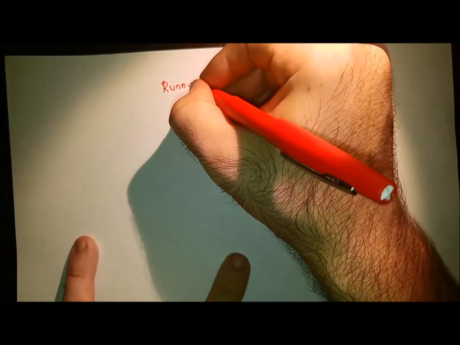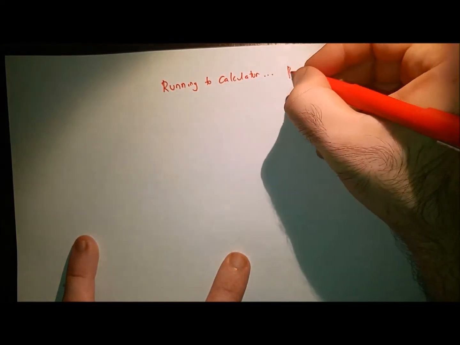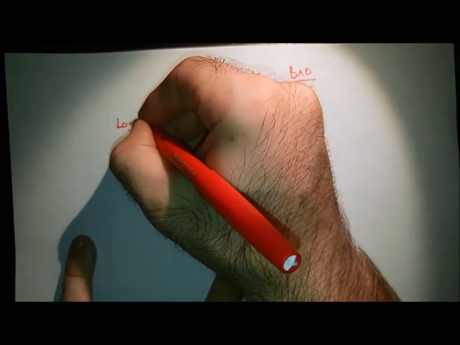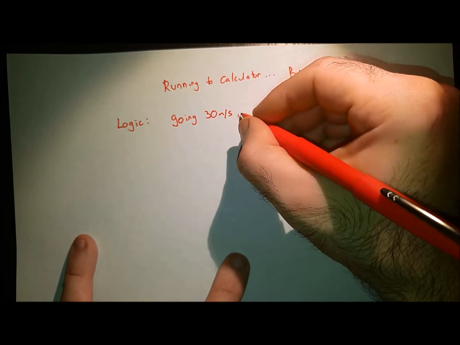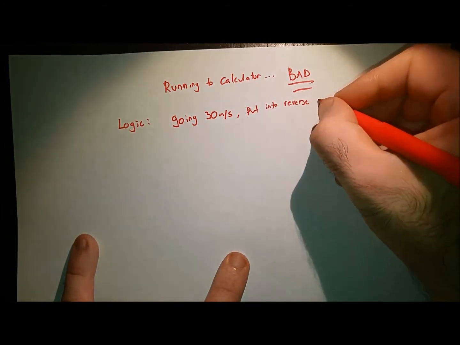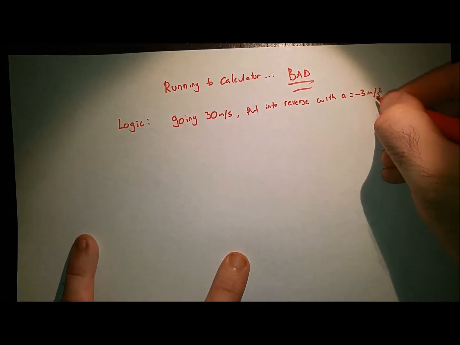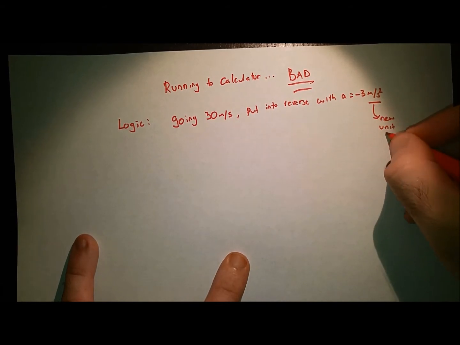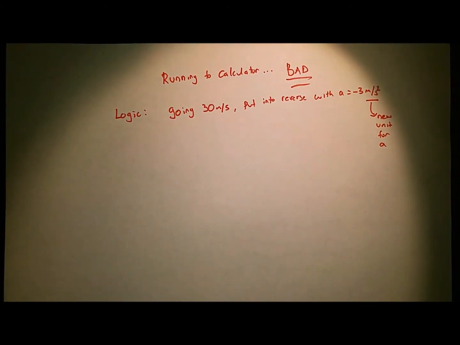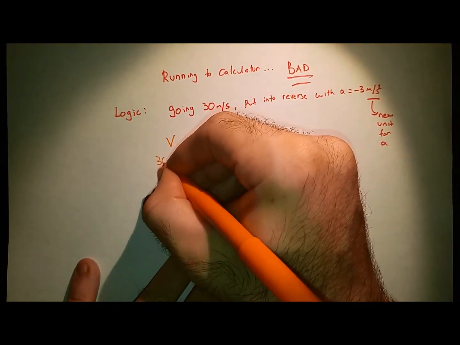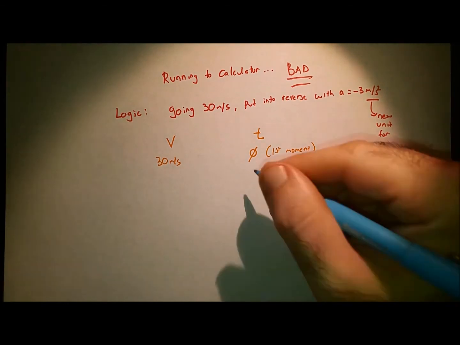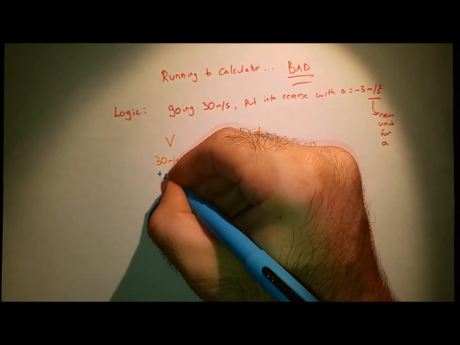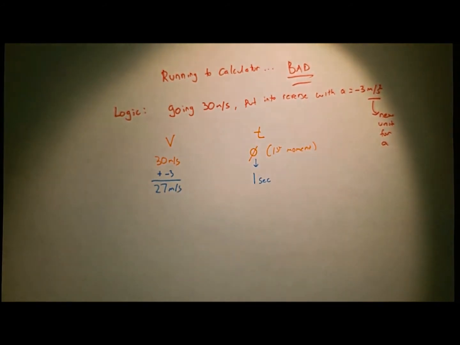Let's look at this and see what it means mathematically without just doing equations. If you run straight to a calculation, you're doing a bad thing, because it can actually kind of screw you up. So let's use logic. The first thing we're going to do is go 30 meters per second, and then we're going to put it into reverse with an acceleration of negative 3 meters per second squared. Again, that's in a unit, meters per second squared. So we're starting at 30 meters per second at time 0, which is the starting moment. And then each second, we're going to change by negative 3, which means we're now at 27 after 1 second.